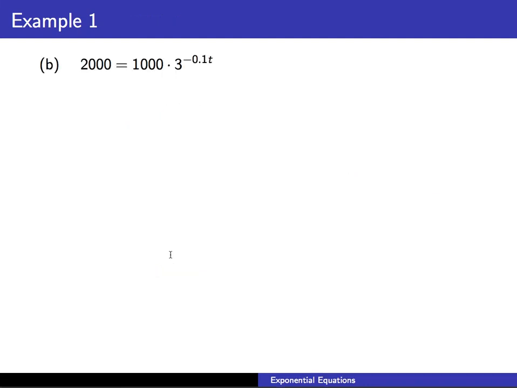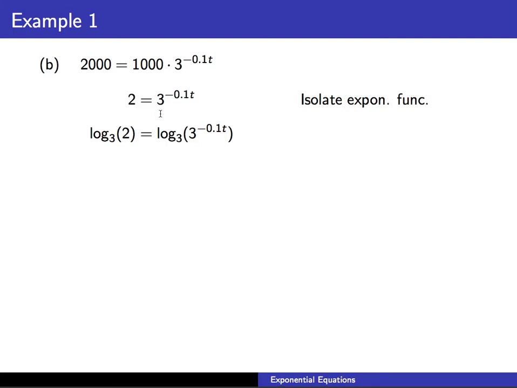All right, part B, we have 2,000 equals 1,000 times 3 to the negative 0.1t. Our exponential function is 3 to the negative 0.1t, so it's being multiplied by 1,000. Our first step is to divide both sides by 1,000 to get our exponential function alone. So 2,000 divided by 1,000 is 2, and we get 2 equals 3 to the negative 0.1t. So because I can't think of anything to write 2 and 3 as to have the same base, just take the log of both sides.